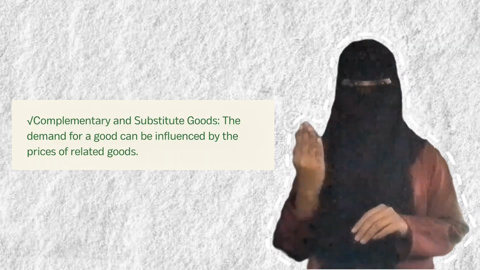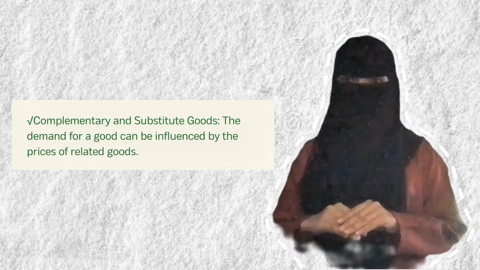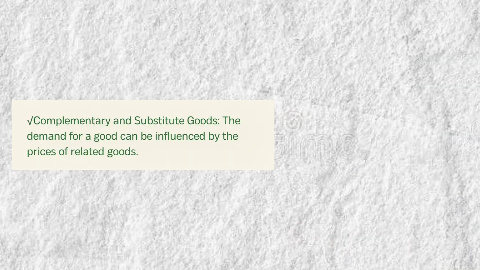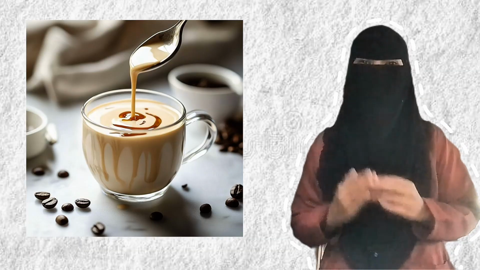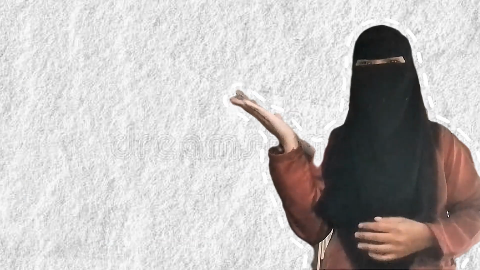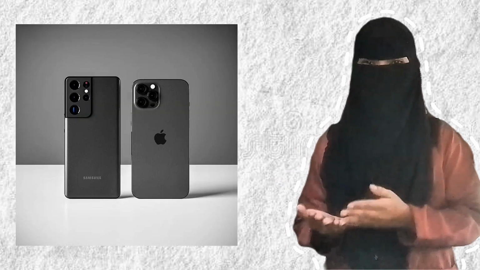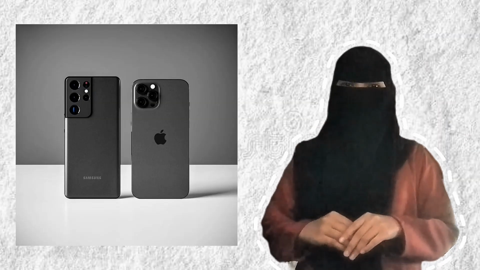So let us now proceed to complementary and substitute goods. Complementary and substitute goods are key concepts in understanding demand dynamics. Complementary goods are goods consumed together like coffee and creamer. The effect of this is that an increase in the price of one good decreases demand for the other. The next one is substitute goods. These are goods that can replace each other like iPhone and Samsung. The effect is that an increase in the price of one good increases demand for the other.